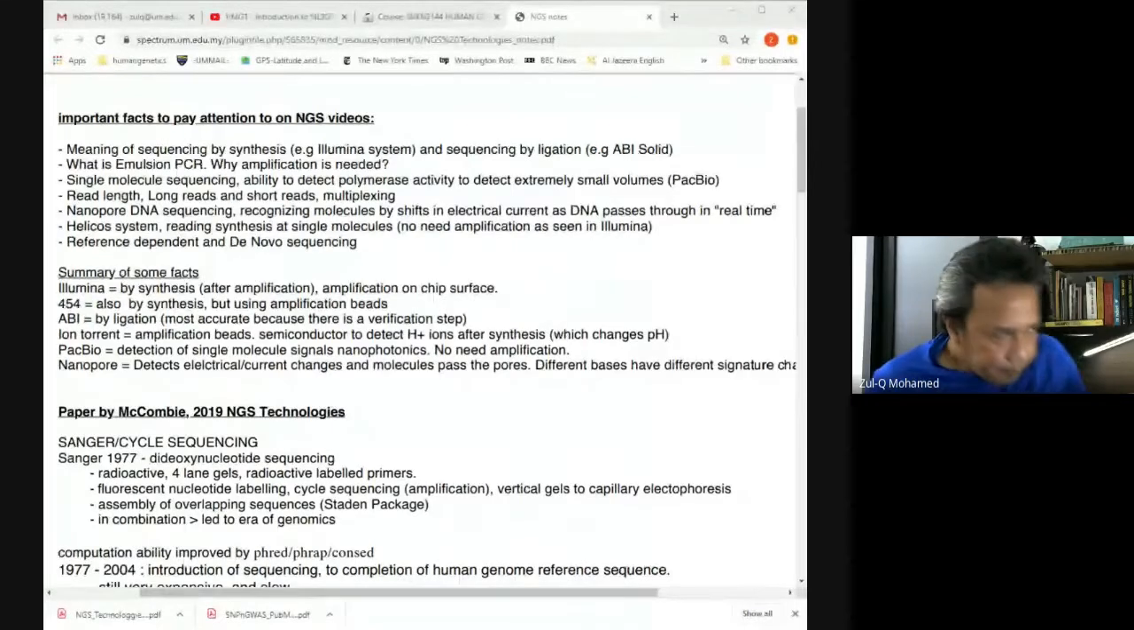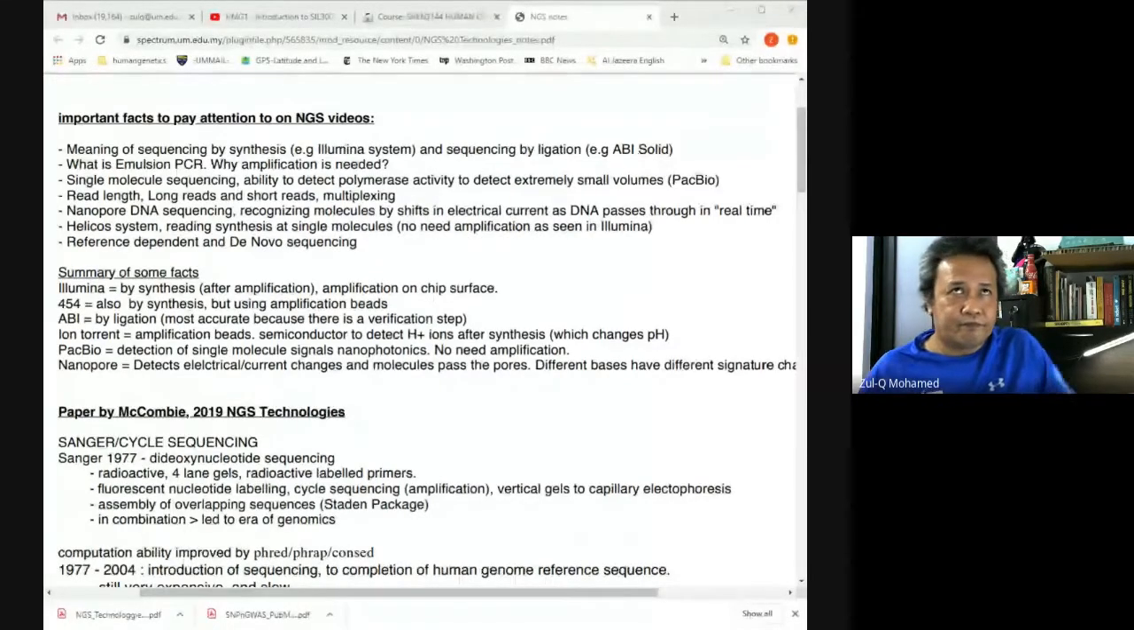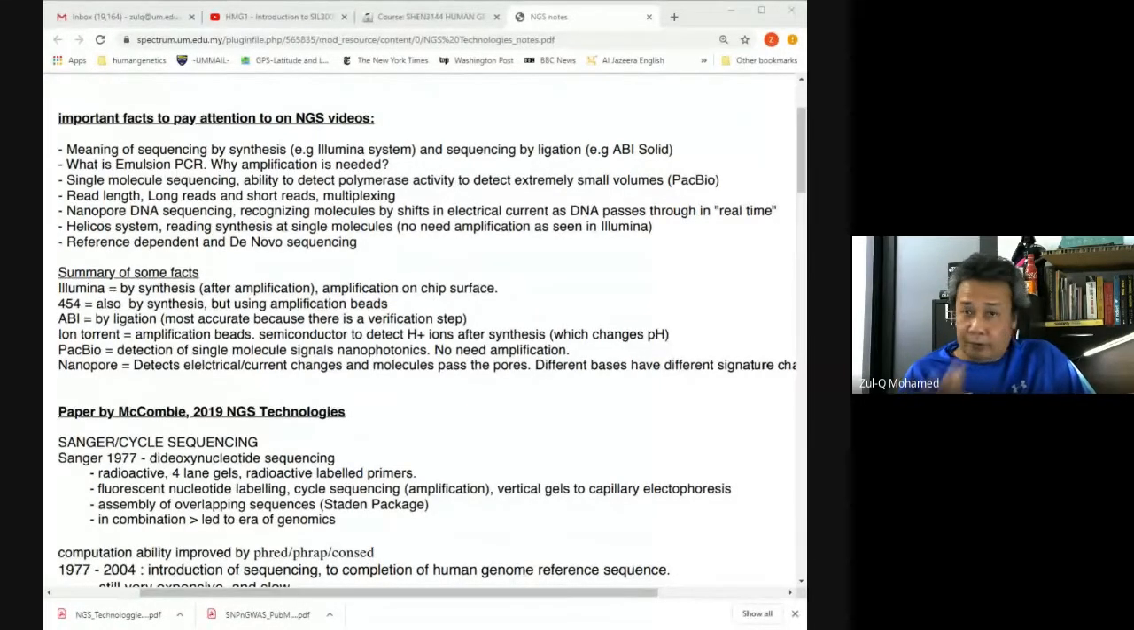But this is just meant as a summary of all the different methods. Hopefully, if you have questions, let me know, because we are now going to read the paper.